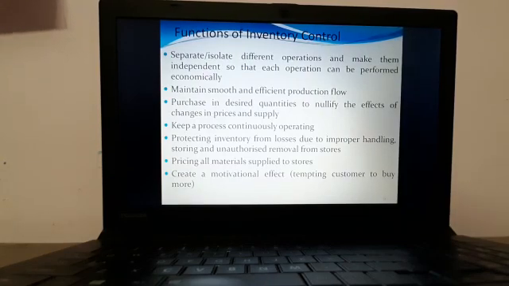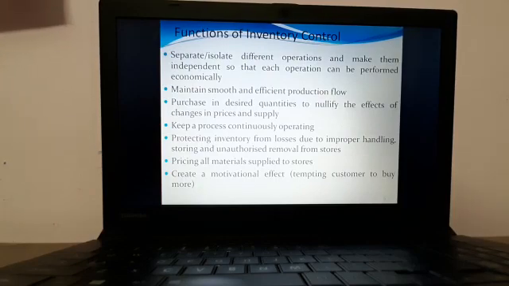Now, protecting inventory from losses due to improper handling, storing and unauthorized removal from the stores. This is a very important point in inventory control. If you have a surplus amount unnoticed in some locations or places, probably that material will be lost by means of improper handling or improper storing, and there are possibilities of these materials being stolen out from the process. So this is what is termed here as unauthorized removal from the stores.